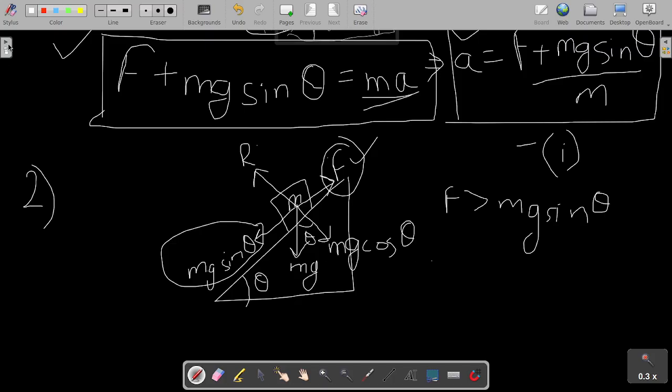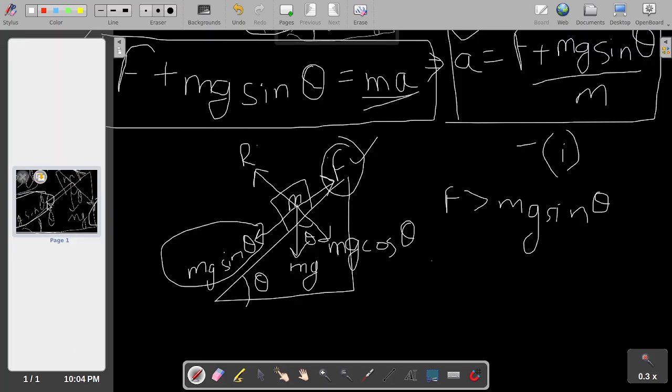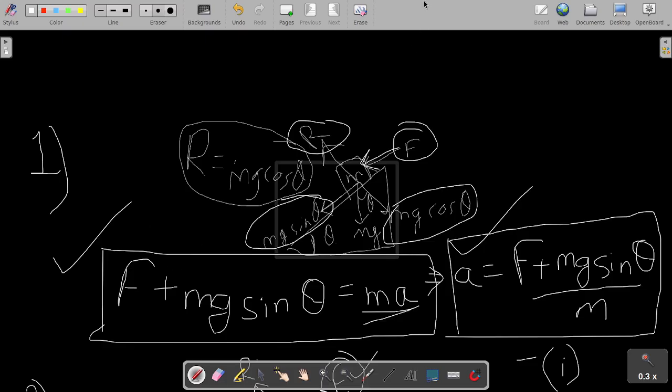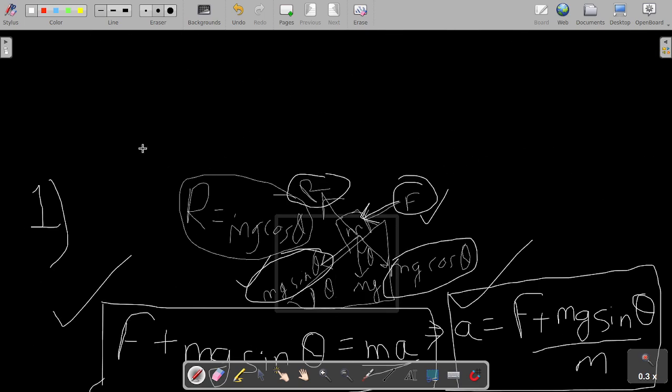So if F is greater than mg sin theta, then I can say that here the direction of F and mg sin theta was the same, so F plus mg sin theta got added.